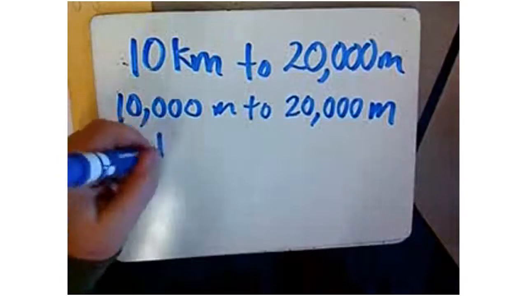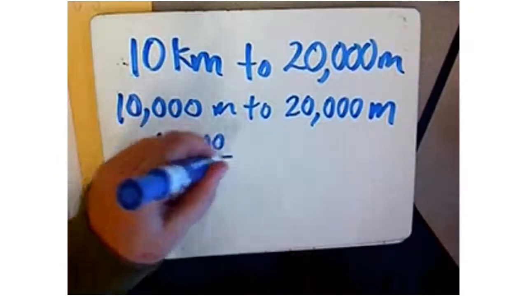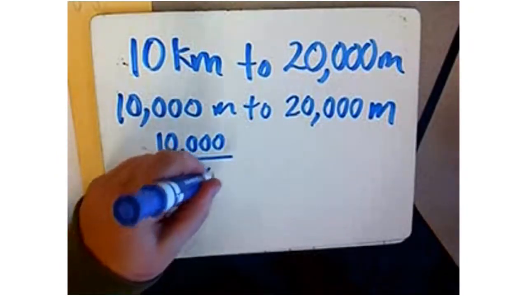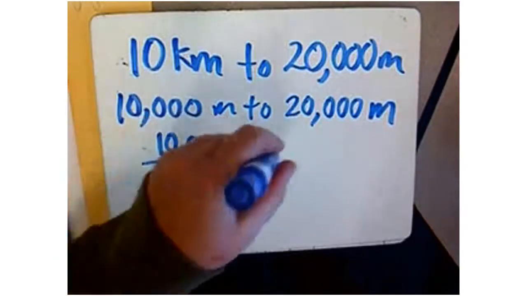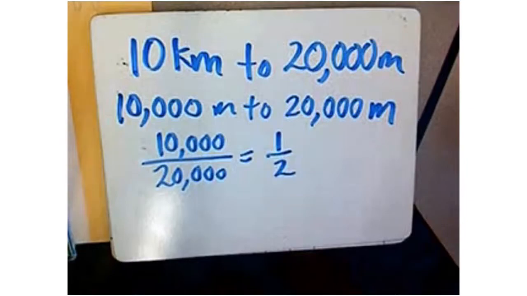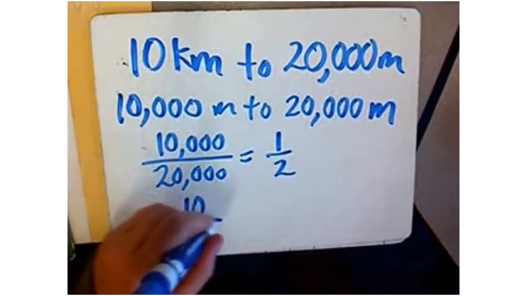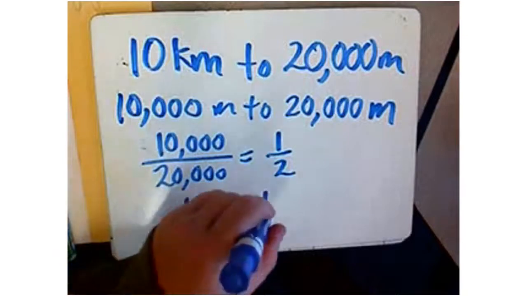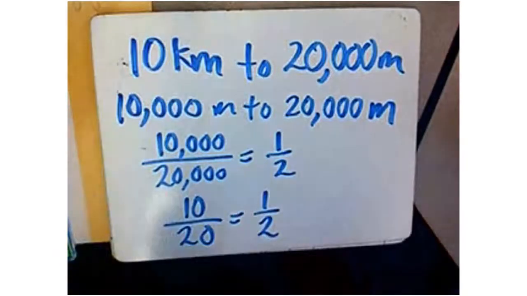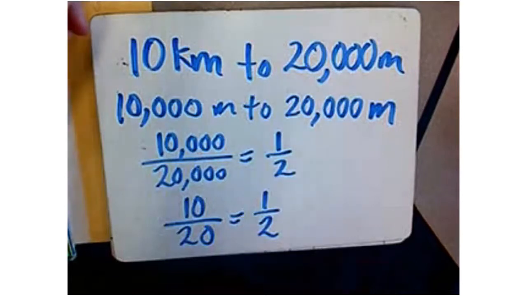If you have 10,000 over 20,000, that cancels and reduces by 10,000 each, and we end up with 1 to 2. Or you could do 10 kilometers over 20 kilometers. And you divide both by 10, and you end up with 1 to 2. Just change one unit to the other, if possible, before you simplify.